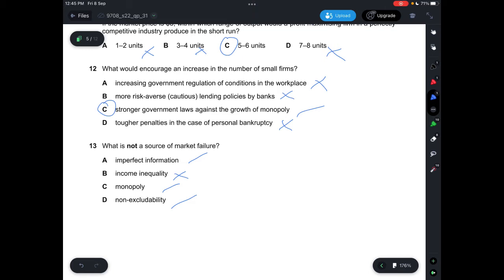And then D is non-excludability, which is basically where everyone is able to enjoy the good. For example, in AS, there's this thing called the free rider issue, where people can listen. Let's say a restaurant is playing music, and then people outside could also listen to music. So that's market failure as well. So I'd say it's B, which in this case should be government failure.